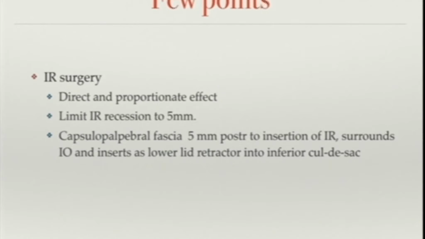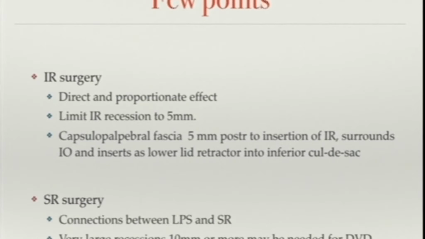You have to be careful about the capsulopalpebral fascia and its attachment with the lower lid retractors in the lower part of the inferior rectus. Similarly, you have to take care of the anatomy of the LPS and the SR, the superior rectus, associated with superior rectus surgery and the superior oblique. Large recessions of 10 millimeters or more can produce some kind of lid changes in these patients.